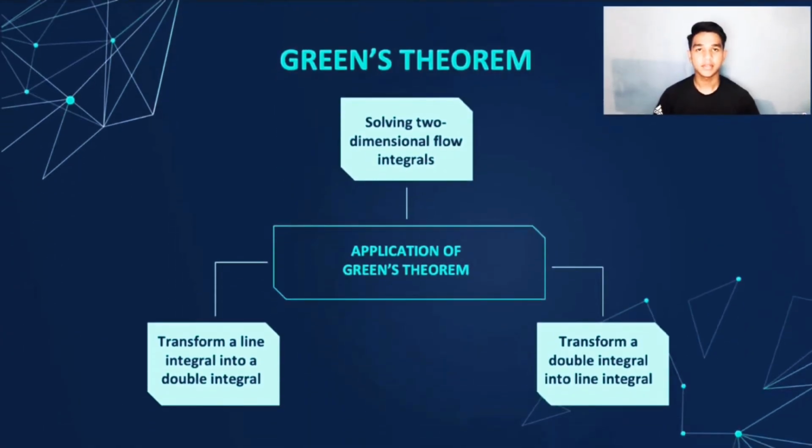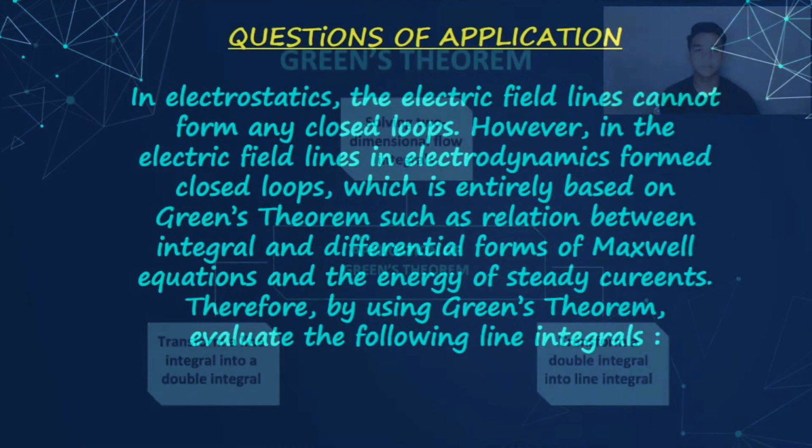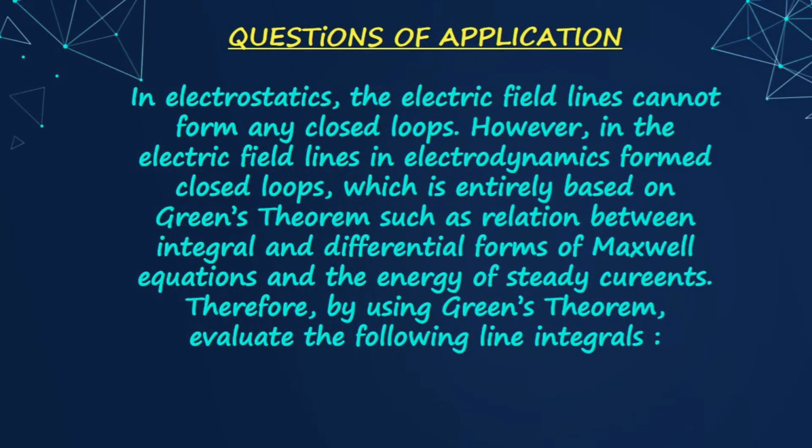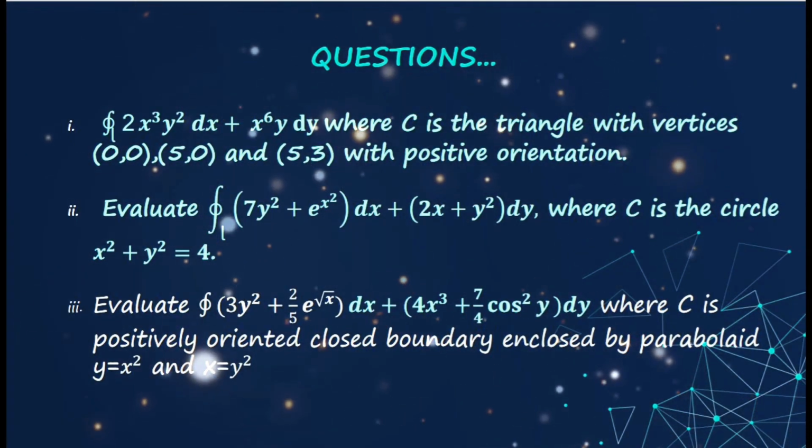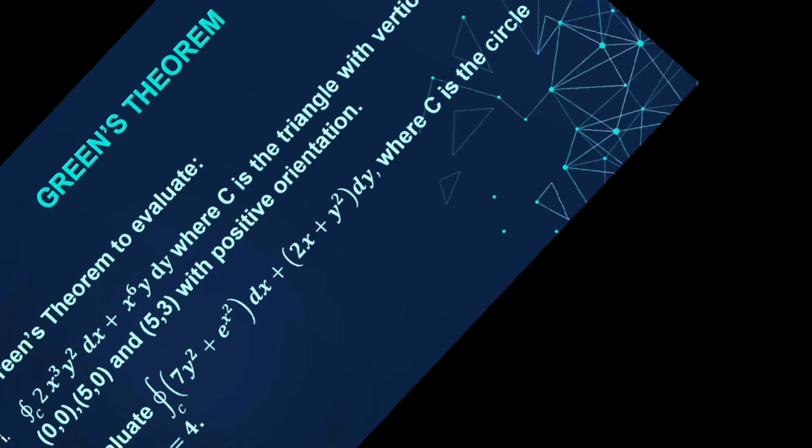Next is the application of Green's theorem. First, to solve two-dimensional flow integrals. Second, to transform a line integral into a double integral. Then, to transform a double integral into a line integral. So this gives us a more convenient way to calculate them for a closed curve. This is an example of application, and this is the example of a question.